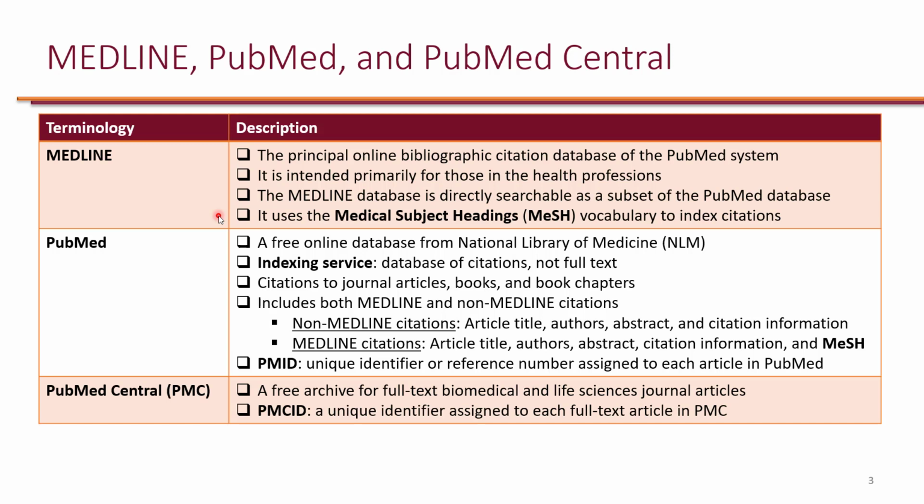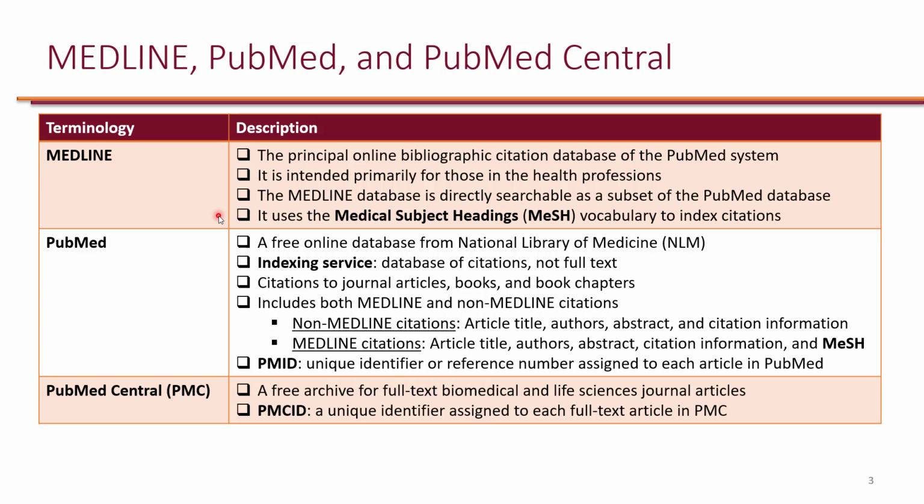Now, PubMed itself is a free database that is provided by the National Library of Medicine. It is a secondary resource and it's an indexing service. What that means is that it's a database of citations. It does not have the full articles, it only has the citations and perhaps the abstracts of those articles. In other words, it points to where the actual articles are so that you can find primary literature efficiently.